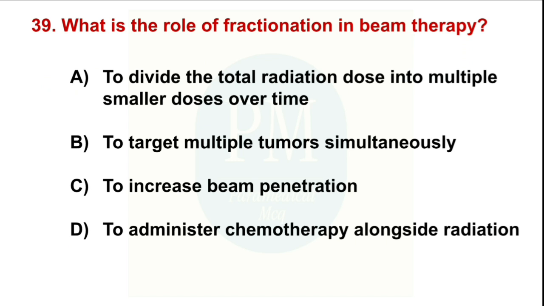What is the role of fractionation in beam therapy? Option A, to divide the total radiation dose into multiple smaller doses over time. Option B, to target multiple tumors simultaneously. Option C, to increase beam penetration. Option D, to administer chemotherapy alongside radiation. The correct option is option A, to divide the total radiation dose into multiple smaller doses over time.